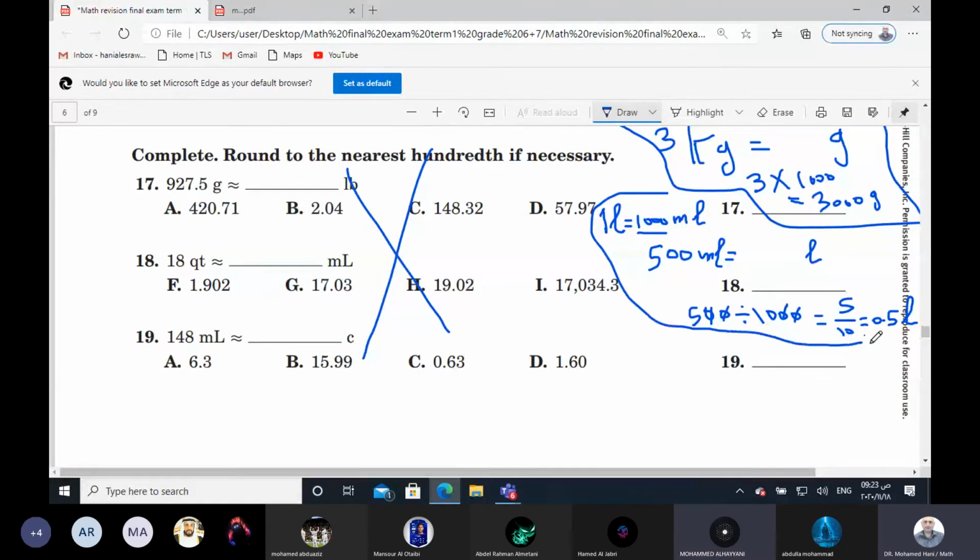Mister, if it told us 500 liters, that means 500,000 milliliters. 500 liters means we have 500 liters times 1000, which means 500,000 milliliters.